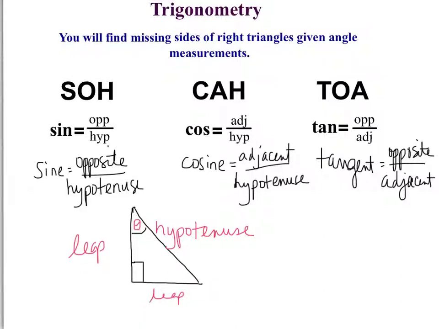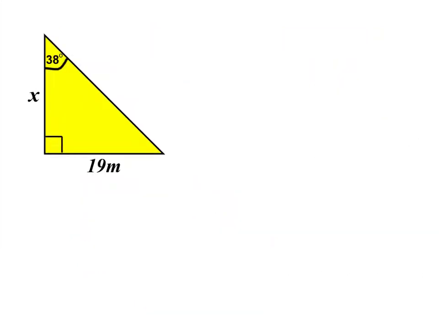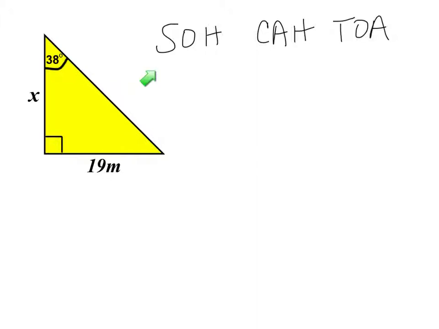Now, based on the angle, the side that's opposite the angle, that's opposite. The side that's adjacent, which is touching it right next to it, that one's adjacent. So adjacent, opposite, adjacent, opposite. Let's go ahead and do the first one. The first thing I always do is I actually write SOH CAH TOA. Using these three will help me decide, am I using sine, cosine, or tangent.